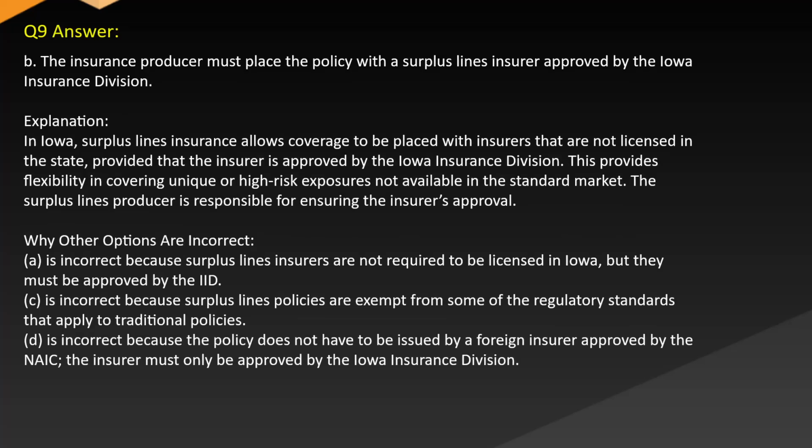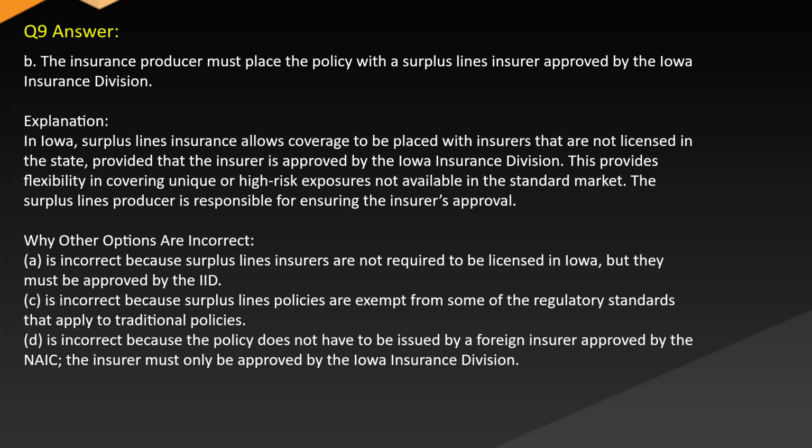Answer B. The insurance producer must place the policy with a surplus lines insurer approved by the Iowa Insurance Division. Explanation. In Iowa, surplus lines insurance allows coverage to be placed with insurers that are not licensed in the state, provided that the insurer is approved by the Iowa Insurance Division. This provides flexibility in covering unique or high-risk exposures not available in the standard market. The surplus lines producer is responsible for ensuring the insurer's approval.